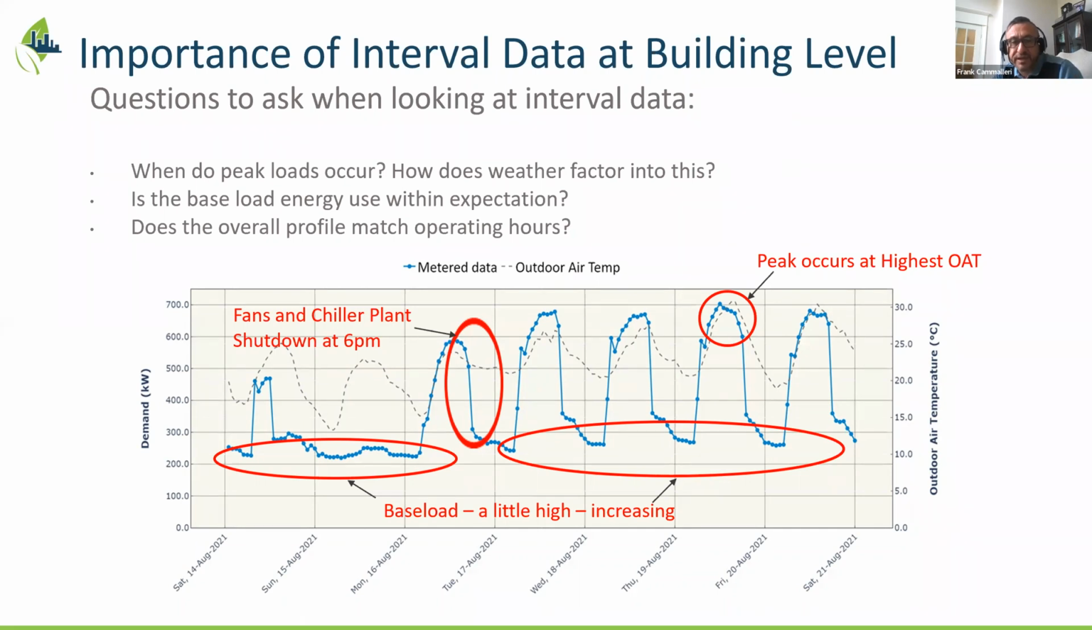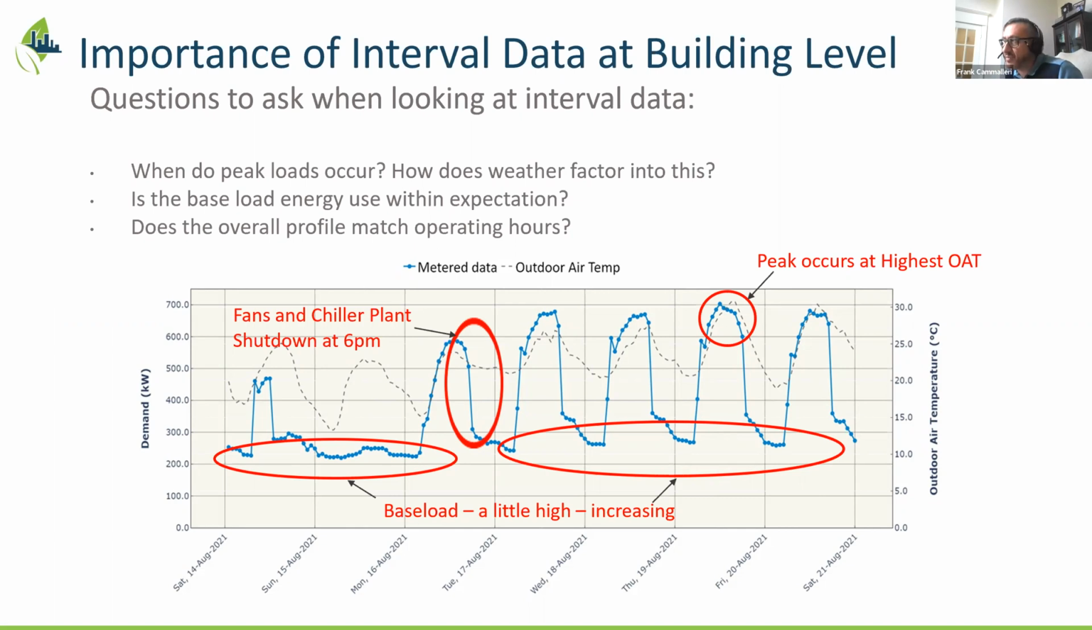So this is kind of the first layer, if you will. But the first layer really is the monthly bills. The second layer is, if you're fortunate to have interval data at the main building level, things like when do peaks occur, and how does weather factor into this?